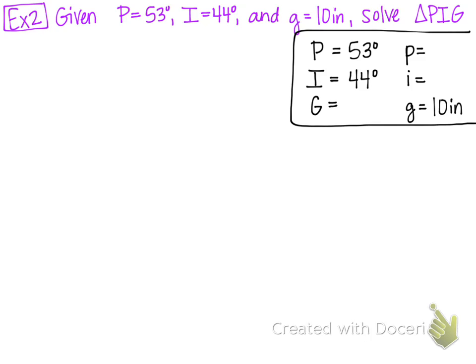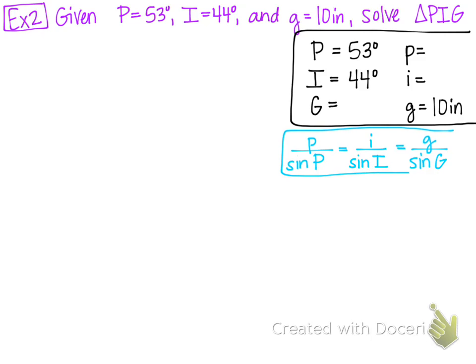So again, we've got three things we need to find. Now, I wrote the law of sines with A's, B's, and C's. I'm going to write it on this paper with P's, I's, and G's. It's the same thing. Little p over sine of big P is equal to little i over sine of big I is equal to little g over sine of big G. Remember, it doesn't matter what variables we're using. We're still going to use the law of sines the same way.